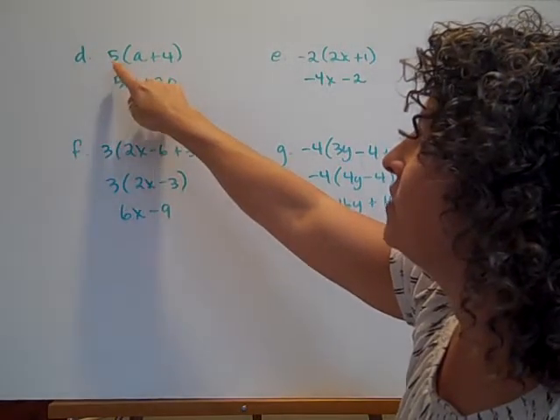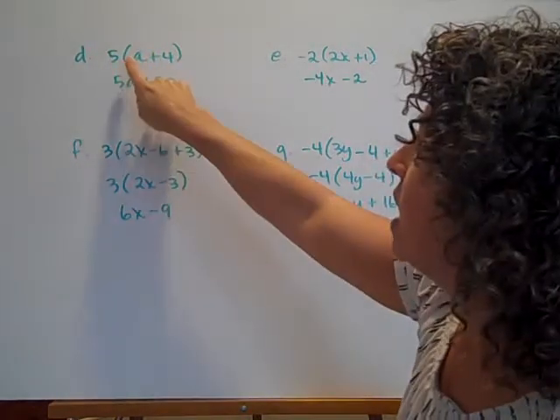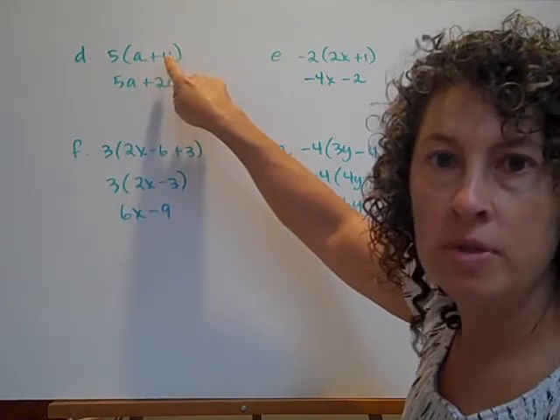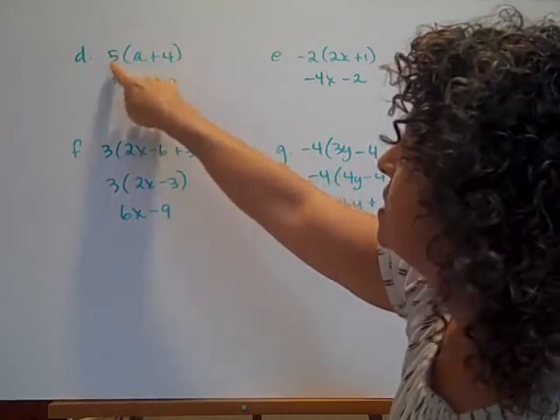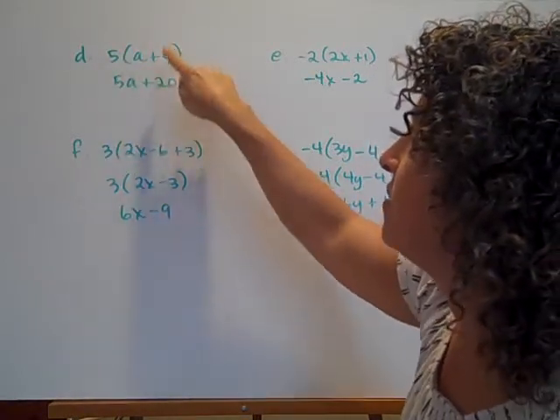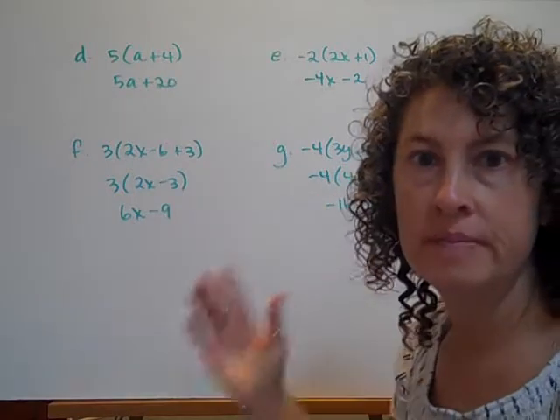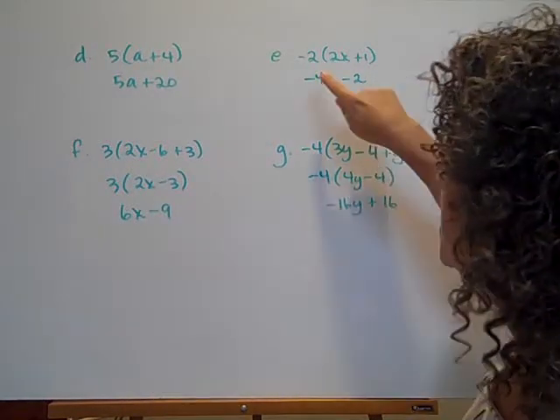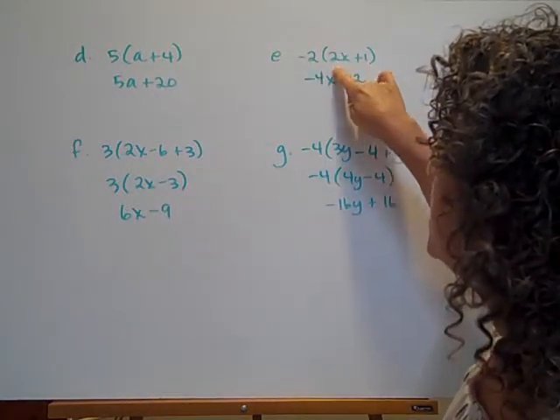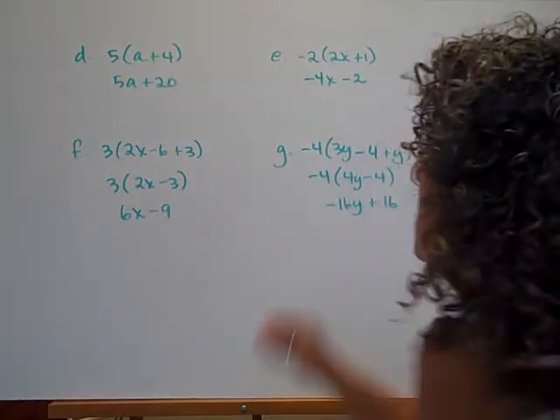So I've got 5, and then in parentheses, a plus 4. Again, I can't do anything with the a plus 4. They're not like terms. So 5 times a is 5a. 5 times 4 is 20. Done. Next one, -2, and in my parentheses, I have 2x plus 1.